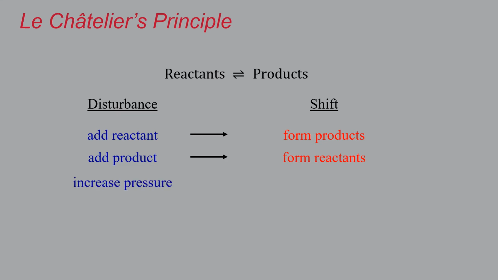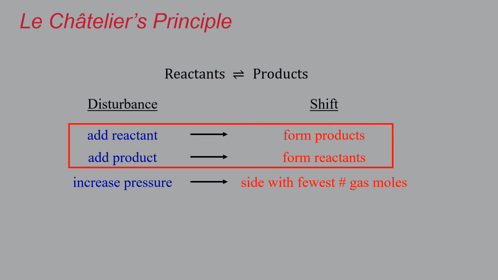And a couple of other things. You could, let's say, increase the pressure on a system. That was the other thing mentioned in the original definition. The way that works out is that you're going to react spontaneously toward the direction that has the fewest number of gas moles, so that the overall pressure is reduced to the extent possible.